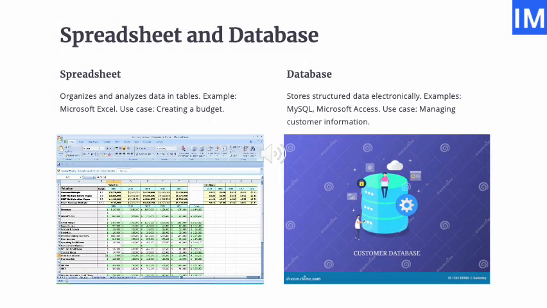Our next terms are spreadsheet and database. Spreadsheets organize and analyze data in tables, with Microsoft Excel being a common example. You also have Google Sheets. You might use a spreadsheet to create a budget, for example. A database such as MySQL or Microsoft Access stores structured data electronically, and they're ideal for managing customer information, for example.